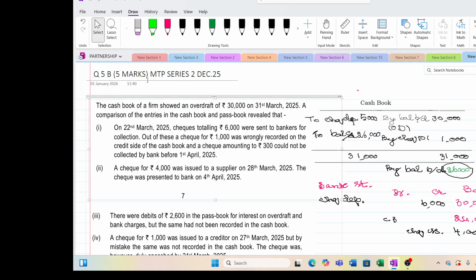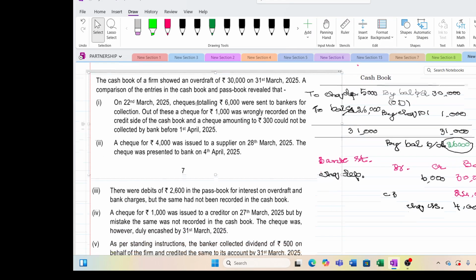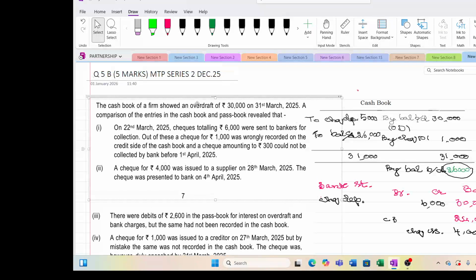Today we are going to see question number 5, MTP series. Again, it is a bank reconciliation statement. They have given that the cash book of a firm showed an overdraft of 30,000. Okay, so now we have to arrive at the bank statement. Overdraft means, as I have already told you, think of it as a loan from the bank. So this is 30,000 as per the cash book.